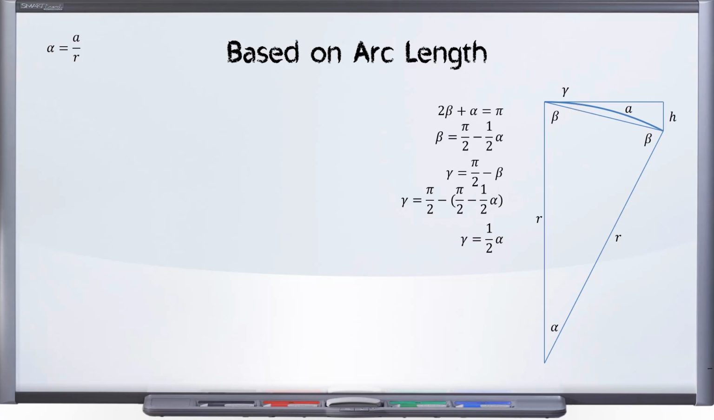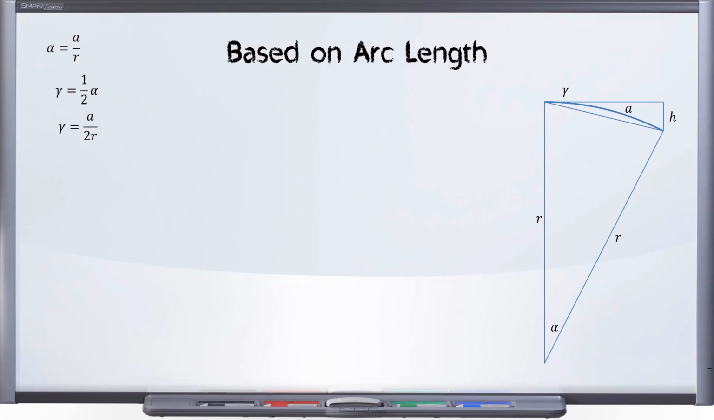That angle is exactly half of this angle, and that will be convenient. Let's fill in what we know alpha to be from over here, and we will get, in terms of the original numbers, gamma is the arc length divided by twice the radius. And I think that we'll want to keep that around. So we'll just stick both of those up here as we continue working our way towards what is h.